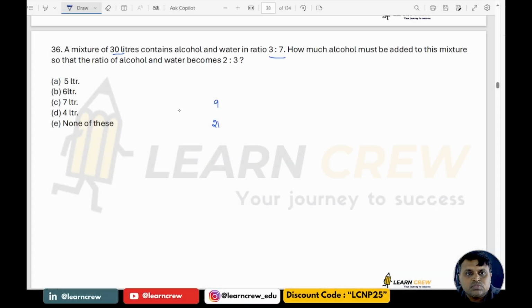Mixture. So now alcohol is added to this mixture, thereby the ratio of alcohol to water becomes 2:3. If 3 parts is 27, 2 parts is 14. So X should be 5. So answer is 5 liter.